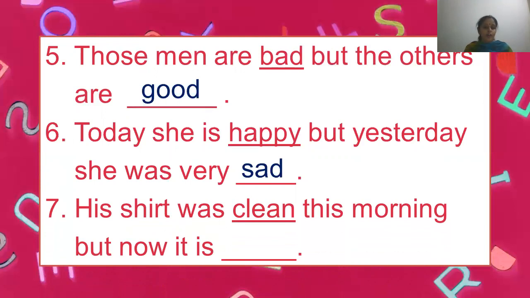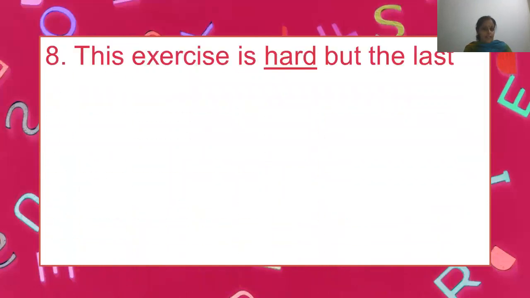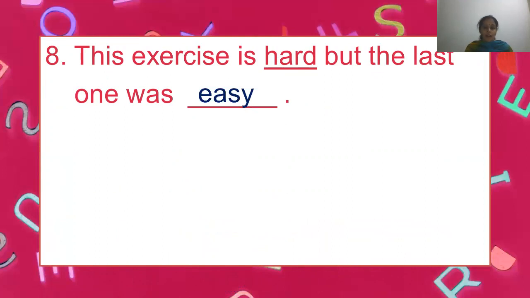What is the opposite of clean? Yes, very good. The opposite of clean is dirty. So, his shirt was clean this morning, but now it is dirty. Clear, children? Let's move to the next one. This exercise is hard, but the last one was easy. Very good. This exercise is hard, but the last one was easy.